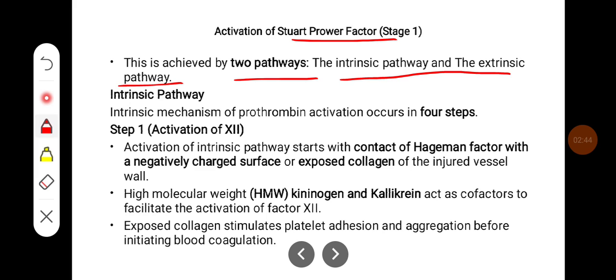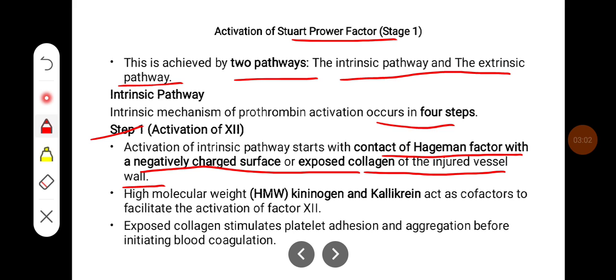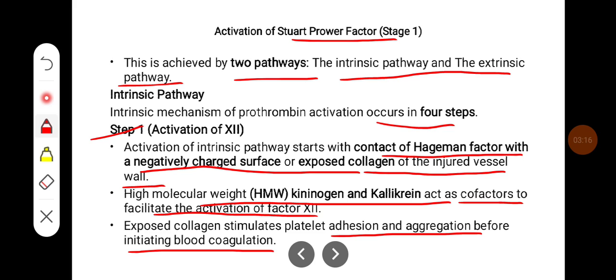Intrinsic pathway in turn involves four steps. First step is activation of factor 12. The activation of intrinsic pathway starts with contact of Hageman factor with a negatively charged surface or exposed collagen of the injured vessel wall. High molecular weight kininogen and kallikrein act as cofactors to facilitate the activation of factor 12. The exposed collagen stimulates the platelet adhesion and aggregation before initiating the blood coagulation.